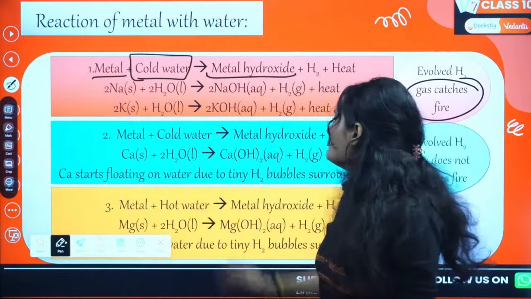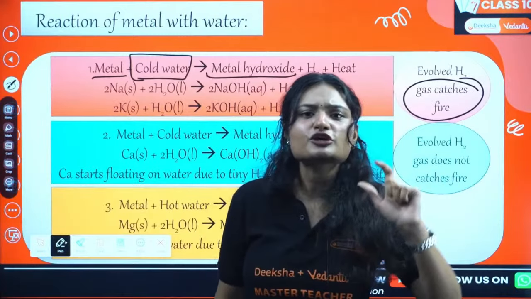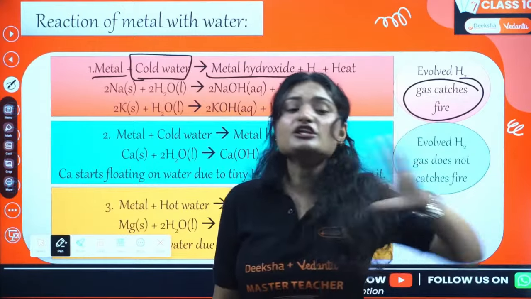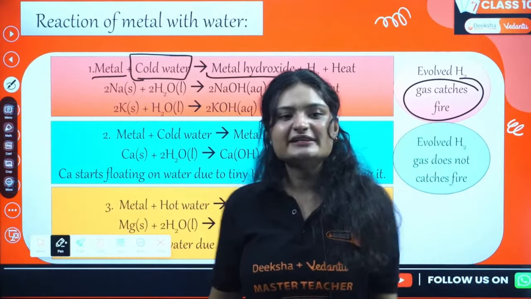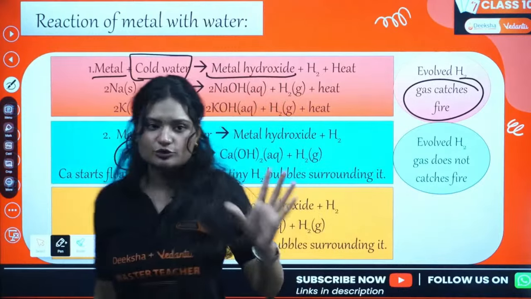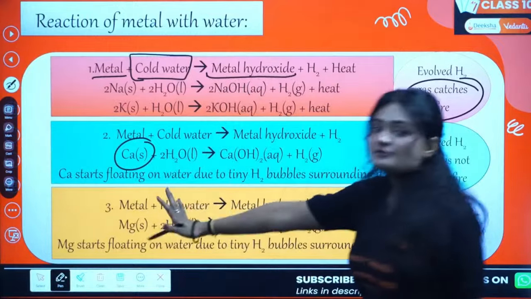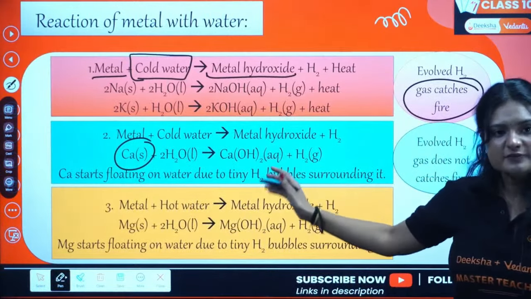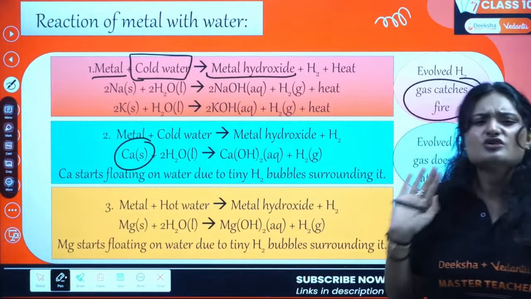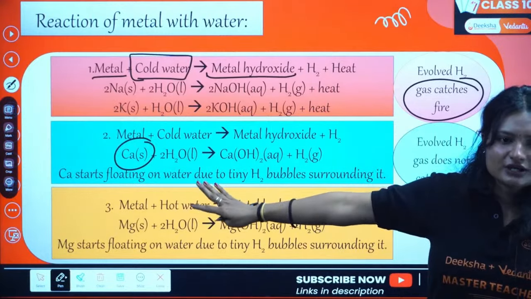Okay, now there are some metals that do react with cold water, but the evolved hydrogen gas will not catch fire. What are those metals? Calcium, magnesium also there. No, calcium only. Yes, calcium only. So when calcium is treated with cold water, it forms metal hydroxide. Hydrogen gas is evolved, but this hydrogen gas does not catch fire. Why? Because it is not that reactive.